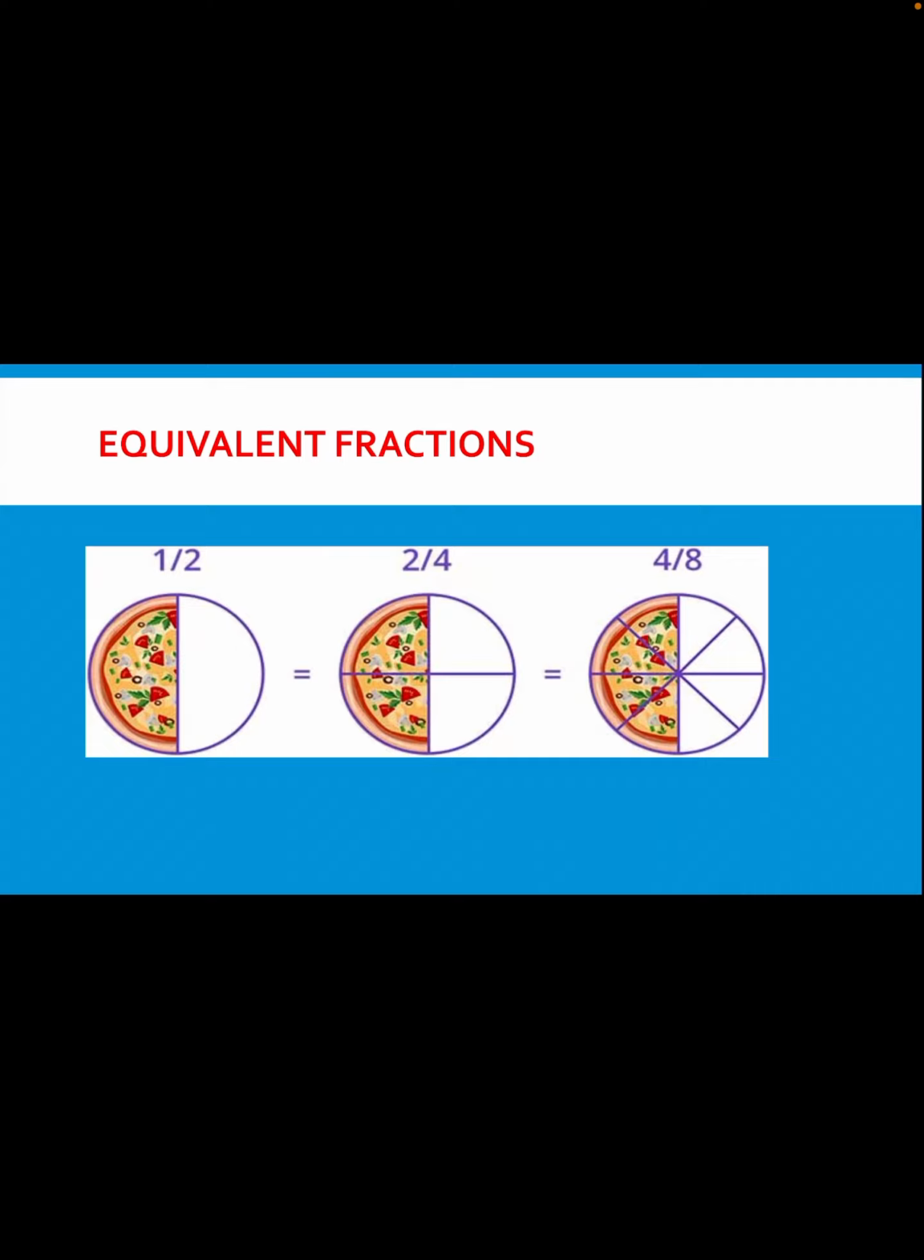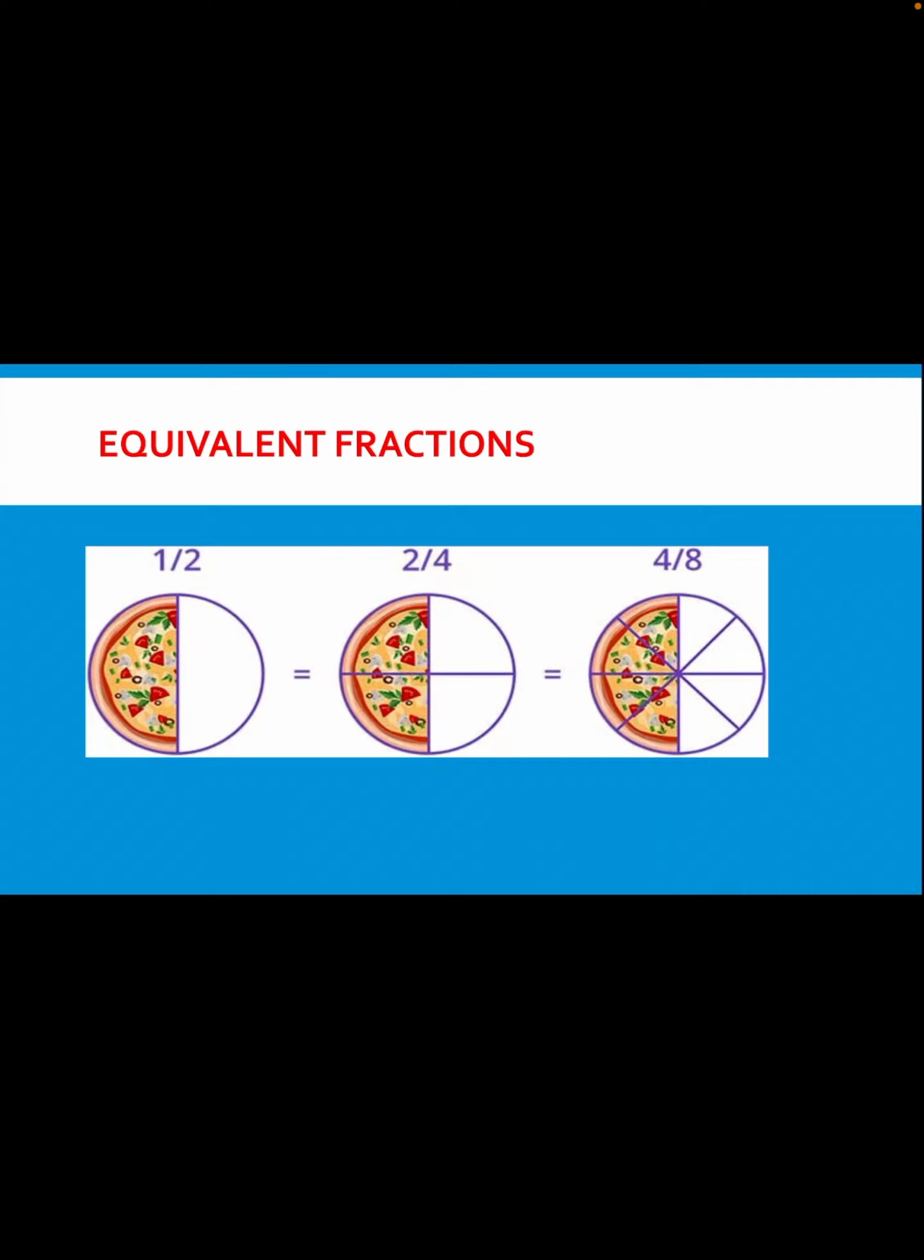Now here you can understand another concept, which is called equivalent fraction. You can divide a pizza into two halves. The one half is called half, 1 by 2. And you can easily identify that 1 by 2 is equal to 2 by 4. When it becomes 2 by 4, 1 quarter is 1 by 4.